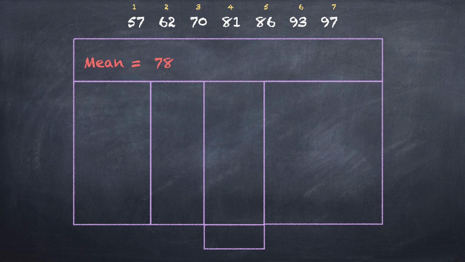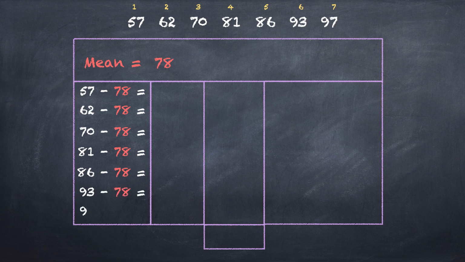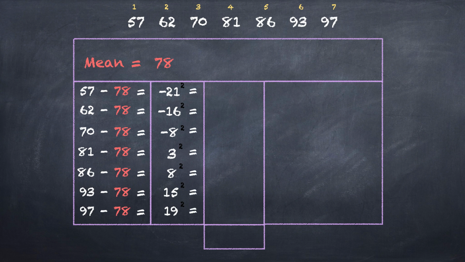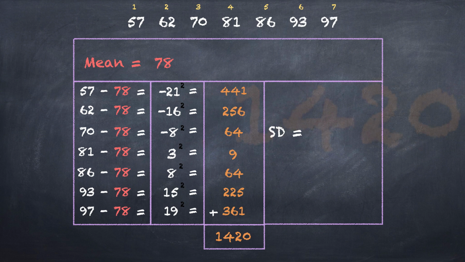Now in that first column, we're going to go every number in the set subtracted by the mean. And in this second column here, we're just going to put that answer and square it. So we're going to square that, and then that's going to give us this third column, which we will then add up right here at the bottom. And now we can just plug it into that formula, the sum divided by the numbers, and square root that.